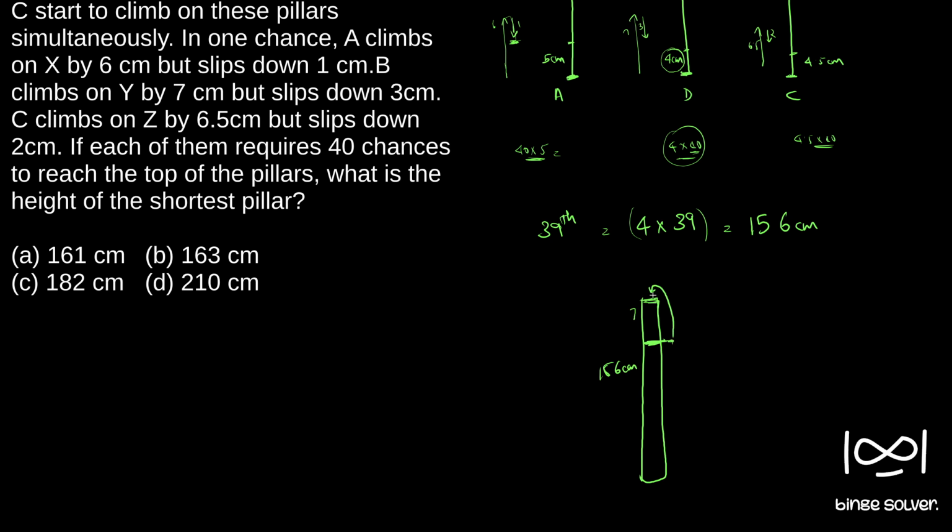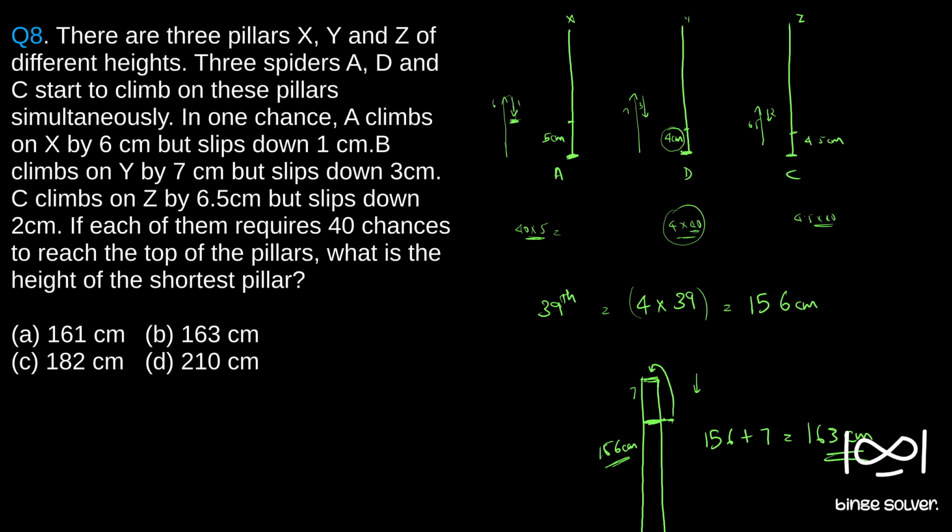So since it reaches the top, it won't slip down. So in the last jump, we can assume that the spider is not slipping down. So in that case, the height of the shortest pillar will be 156 plus 7, which is 163 centimeters. This is the reason why if we take 40 into 4 as our answer, it will be wrong. Even if we take 40 into 4, 160 centimeters is not among the options. So that's not a problem.